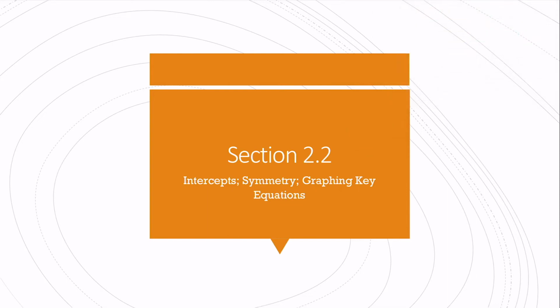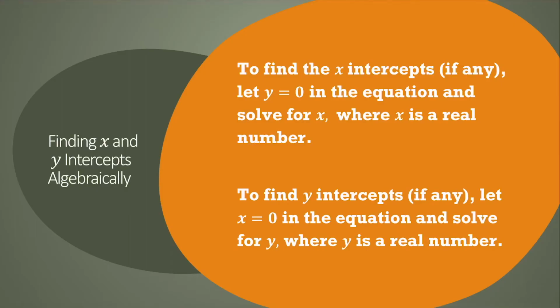Class, so section 2.2 talks about intercepts, symmetry, and graphing key equations. We've already talked about finding x and y intercepts a little bit, so I'm going to skim over that section. In order to find the x and y intercepts algebraically, you're going to use substitution. To find the x-intercepts for any equation, you let y equal 0. And to find the y-intercepts, if any, you let x equal 0.